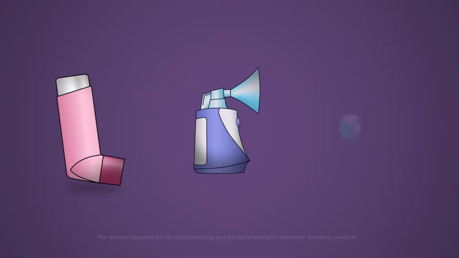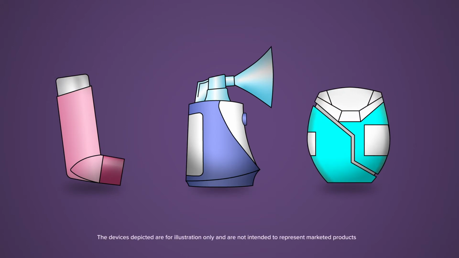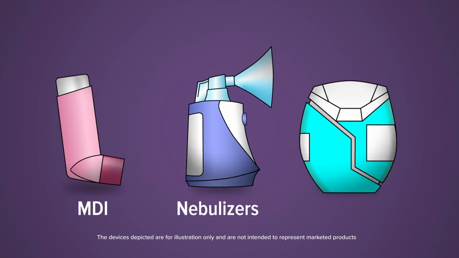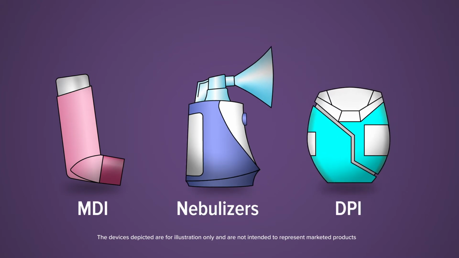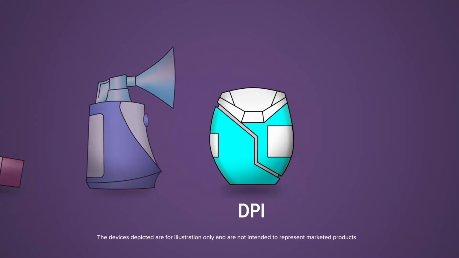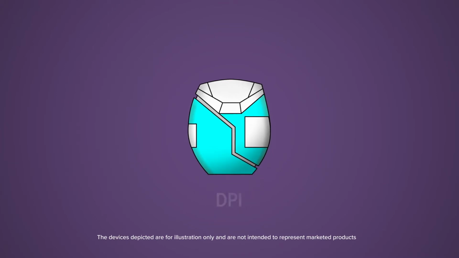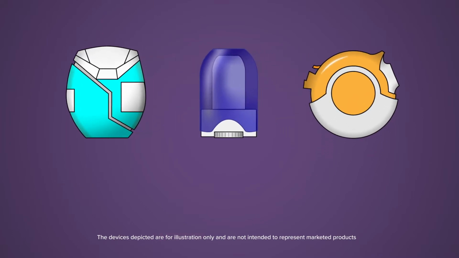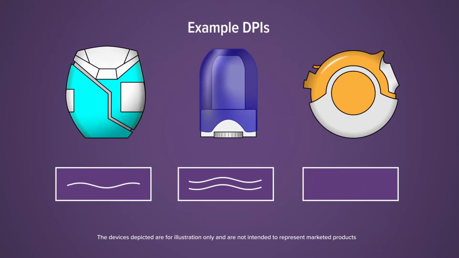There are 3 types of devices used to deliver aerosolized therapies: metered dose inhalers, nebulizers, and dry powder inhalers or DPI devices. This video will focus on DPI devices. Within DPIs, myriad options exist. DPI device design significantly influences performance.